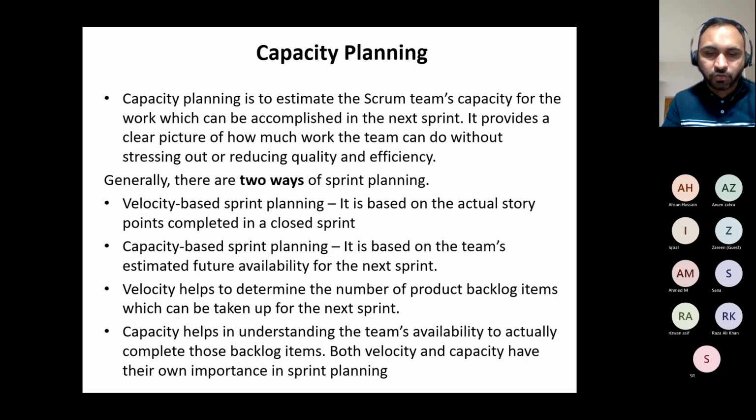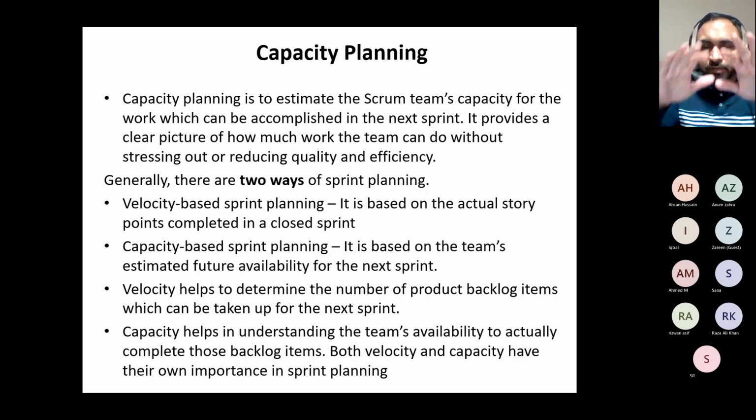Remember the trio from the first class: people, process, technology. Process is there to support you. Scrum is there. Story points are out there. What if you don't have people or resources? There you go, that's where capacity comes into the picture. So capacity planning is to estimate the Scrum team's capacity for the work which can be accomplished in the next sprint.